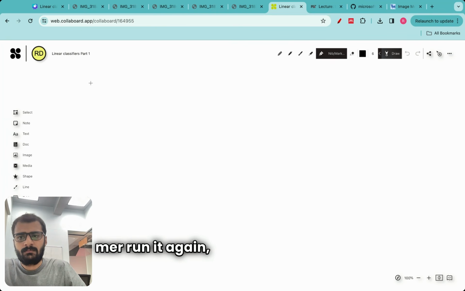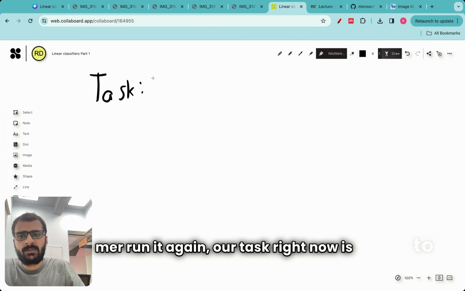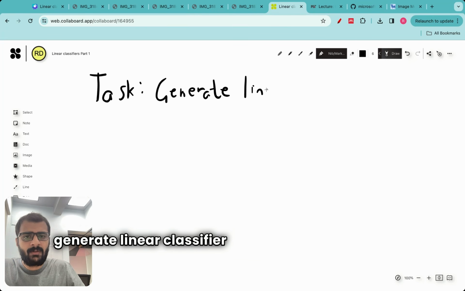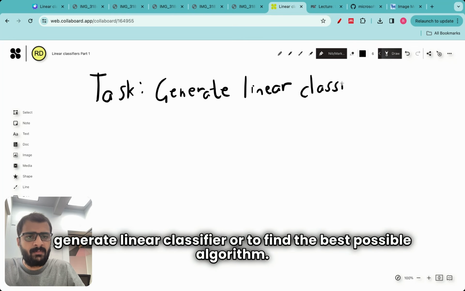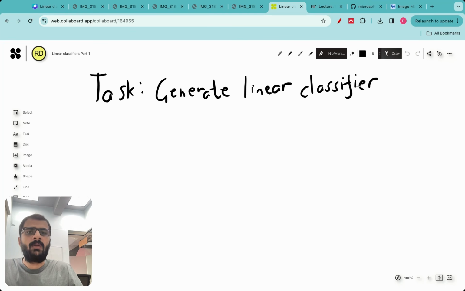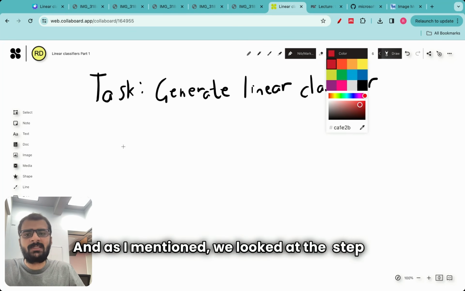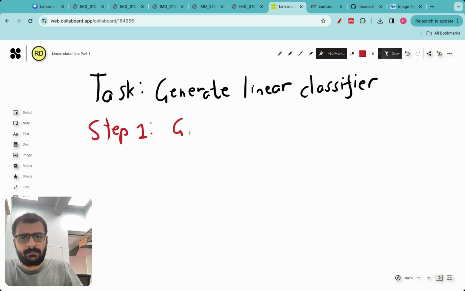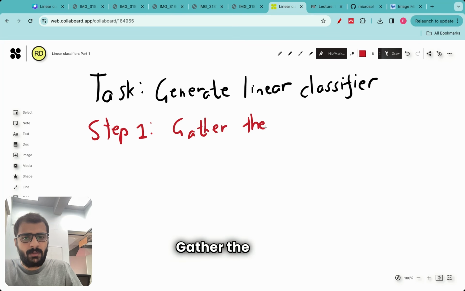So, our task right now is to generate a linear classifier, or to find the best possible algorithm. And as I mentioned, we looked at step 1. Step 1 is gather the data.